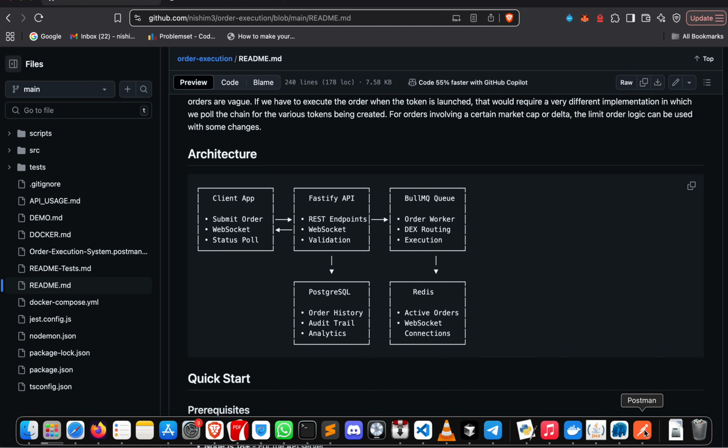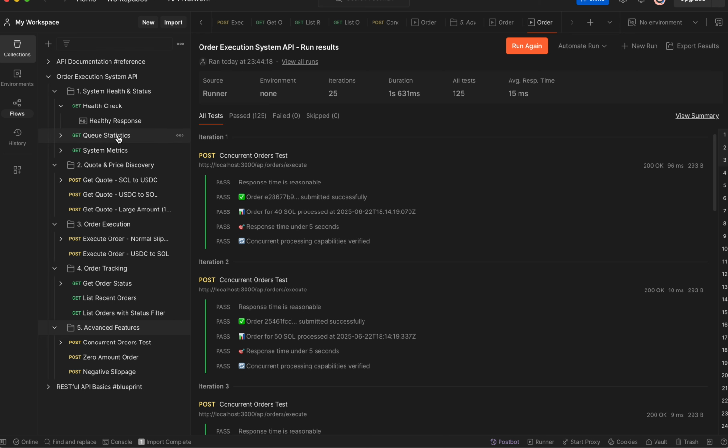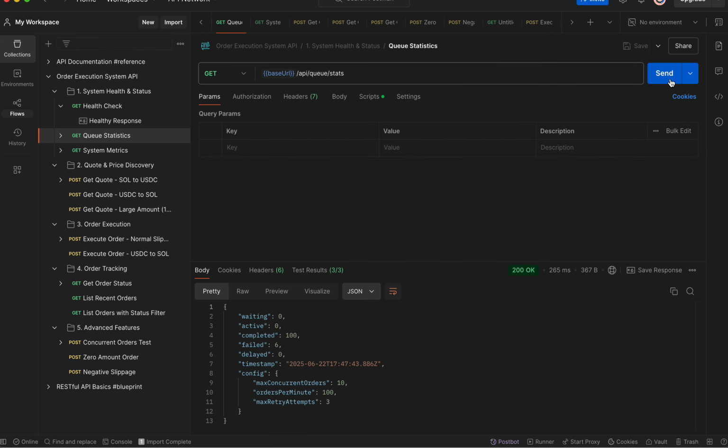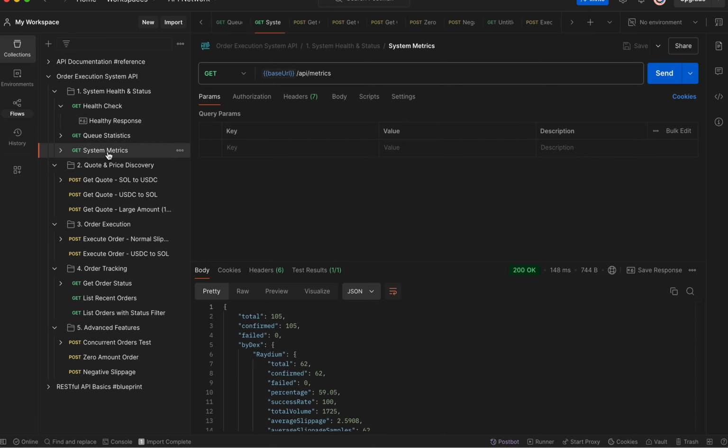Oh, I'll also demonstrate these functionalities. I think these were remaining. So we can see queue stats. I think there are no orders in the queue right now, so we won't get anything. But this gives us the total waiting, active, completed, failed, delayed, all of these details.